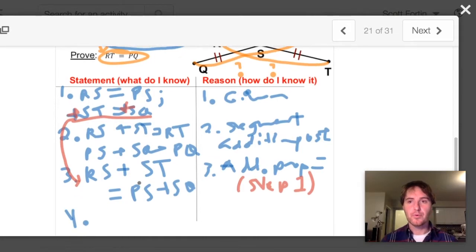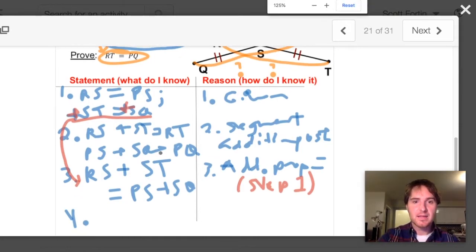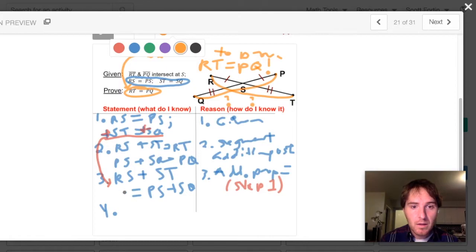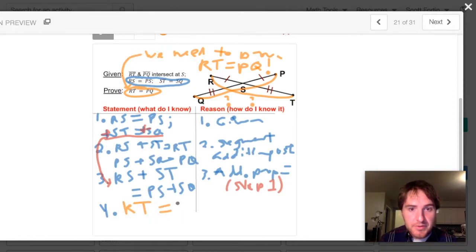We're going to finish our proof by saying that RT equals PQ. Why am I allowed to say that right now at this point in time? Well, what do we know about RT? It equals what? It equals RS plus ST. Where is RS plus ST? It's right there. It's an expression, the left side of this equals sign.